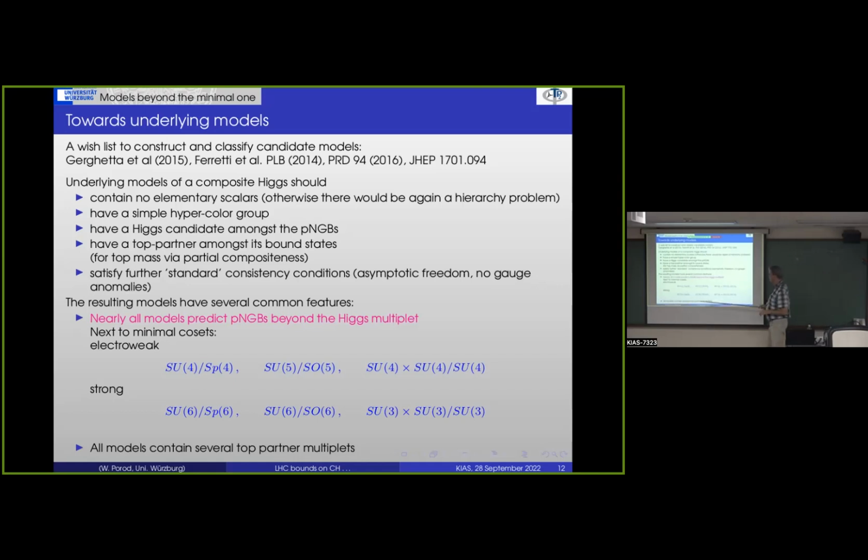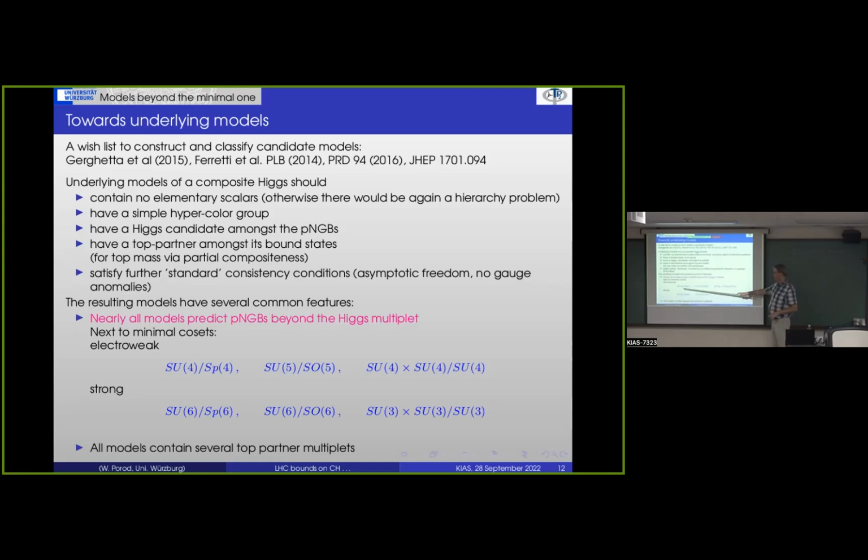The important thing is that if you have these requirements which you need from a theory point of view, like no elementary scalars, a simple color group if possible, we need the Higgs, we need top partners for the composite Higgs models. And then what you find is that all of these models that I will just present very briefly, in a list, have additional BNGPs.